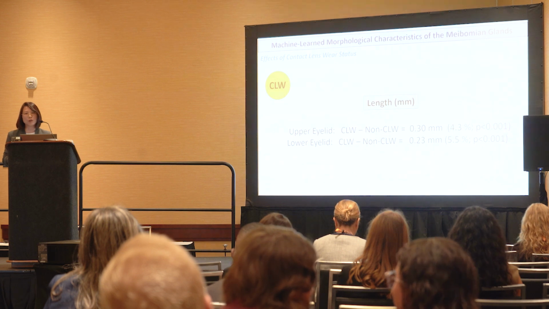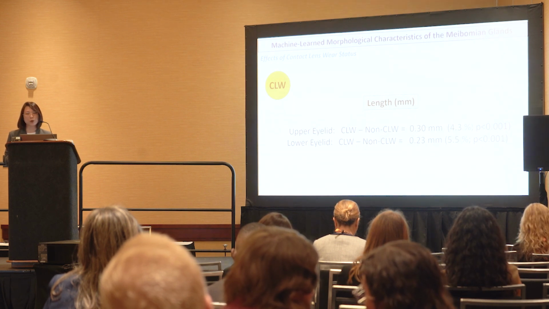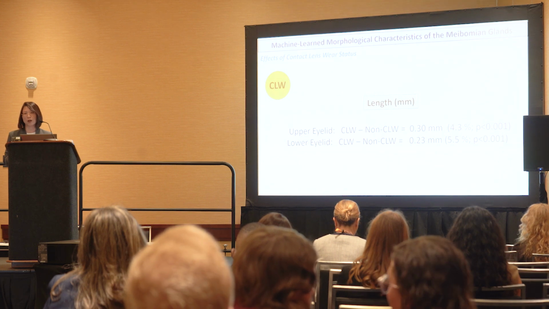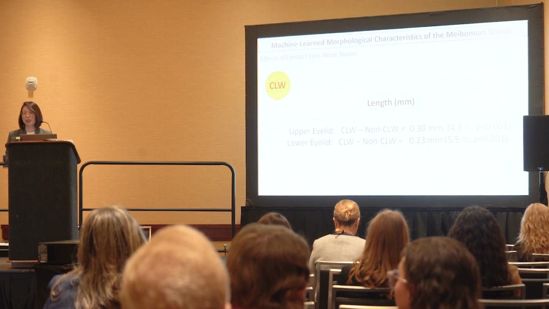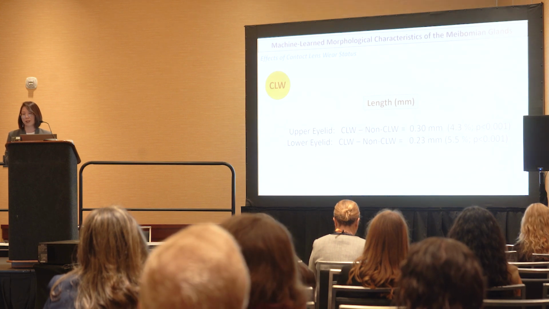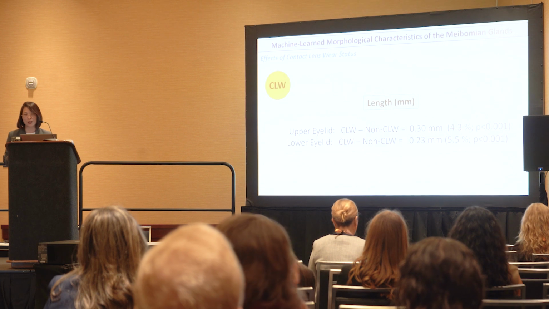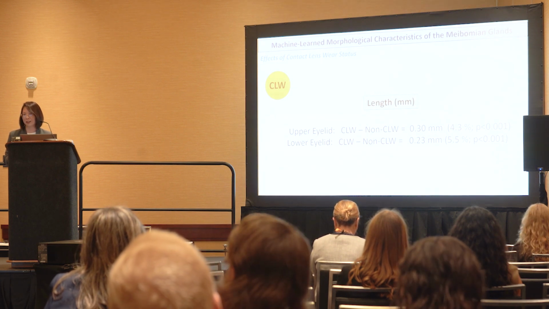And just a little preview of our result. The most notable difference that we could find between the contact lens wearer and no contact lens wearer is the gland length. And as you can see, the difference is about 0.3 millimeter in the upper lid and 0.23 millimeter in the lower lid. The difference is very subtle and most likely not clinically significant.